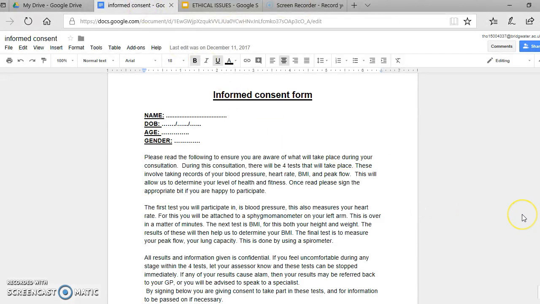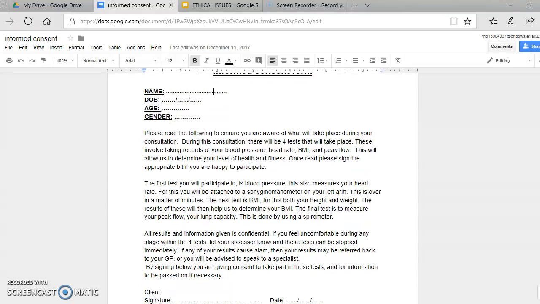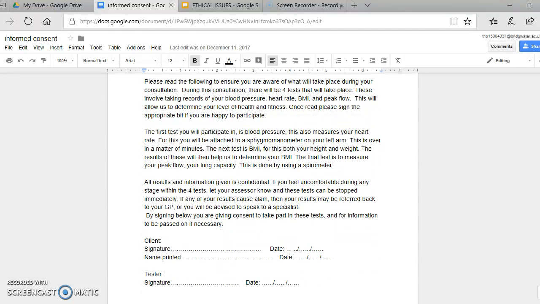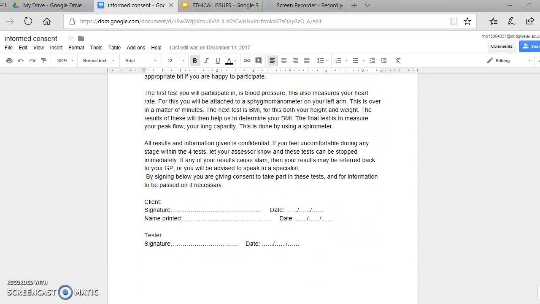As you can see here, this is one that I use for fitness testing. It tells the client about all the tests that they will be taking part in, how it's going to be done, and all the information that is needed. Then finally there is a signature from both me, the tester, and the client.